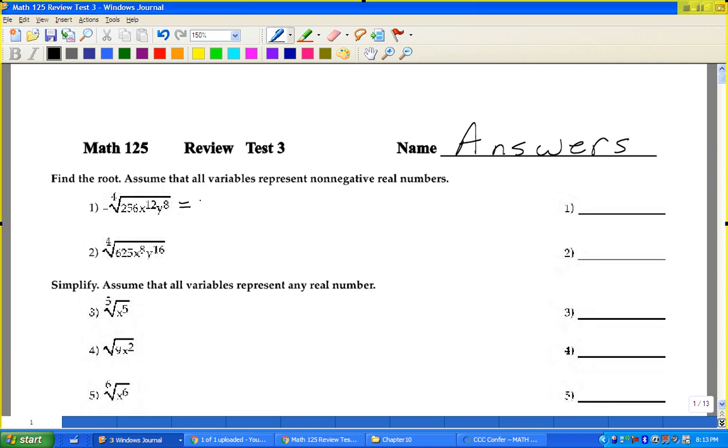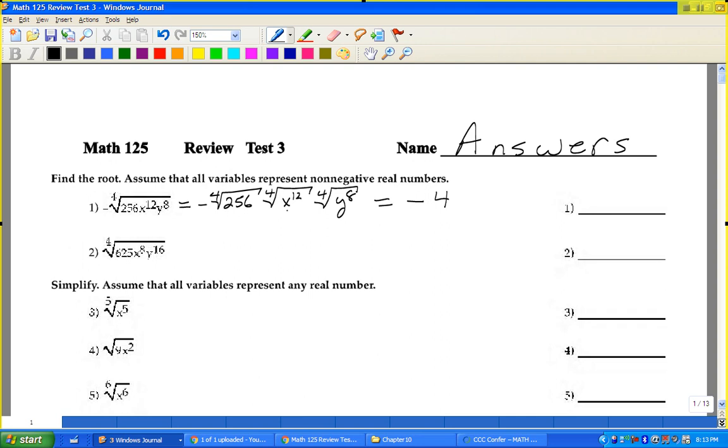So this is equal to negative fourth root of 256 times the fourth root of x to the 12 times the fourth root of y to the 8. Well, this is going to equal, the fourth root of 256 is 4, since 4 times 4 is 16, times 4 is 64, times 4 is 256.